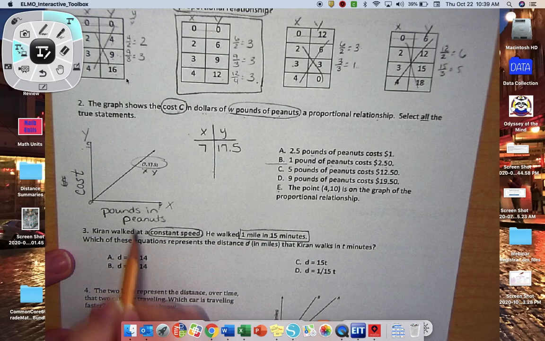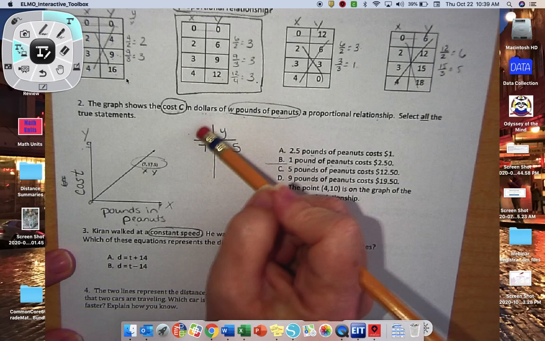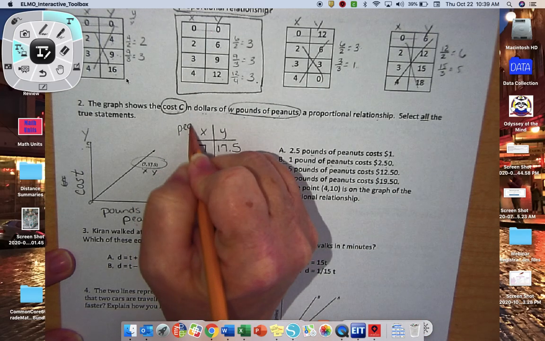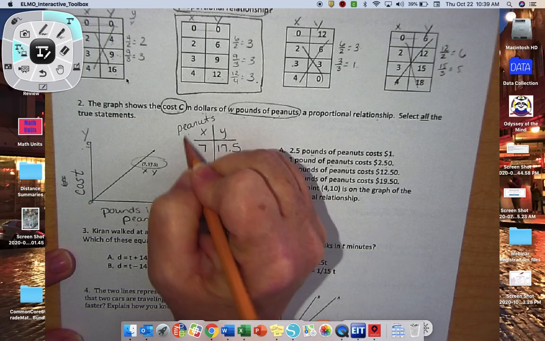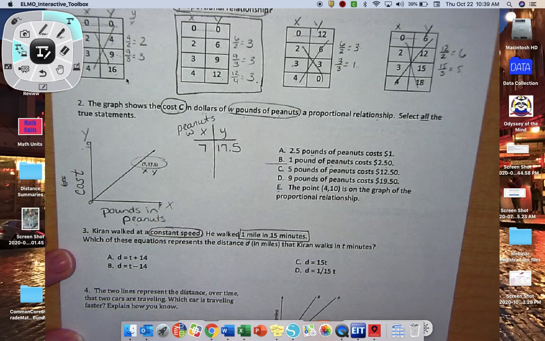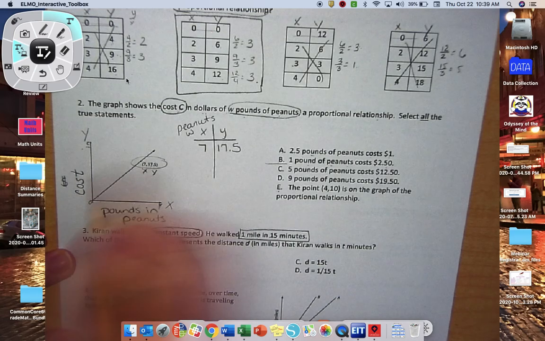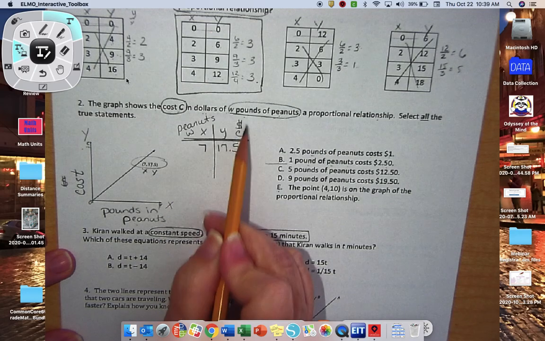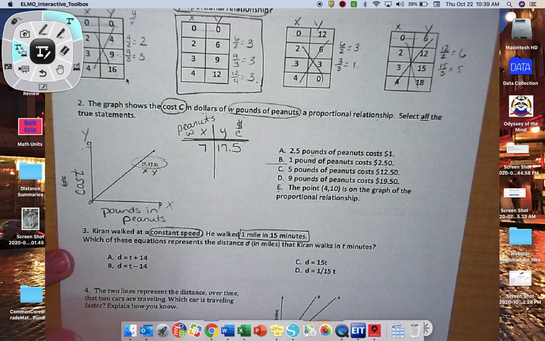So your X column is your peanuts, like the weight of peanuts. So I guess I'll leave the X there, but I'll just put peanuts here so I know that that's what they're talking about there, which they're using the W for. And then my Y column is your cost, so that's your money. Okay, so that's going to be with the letter C. So I do need to label it to make sure that I know what we're doing here.